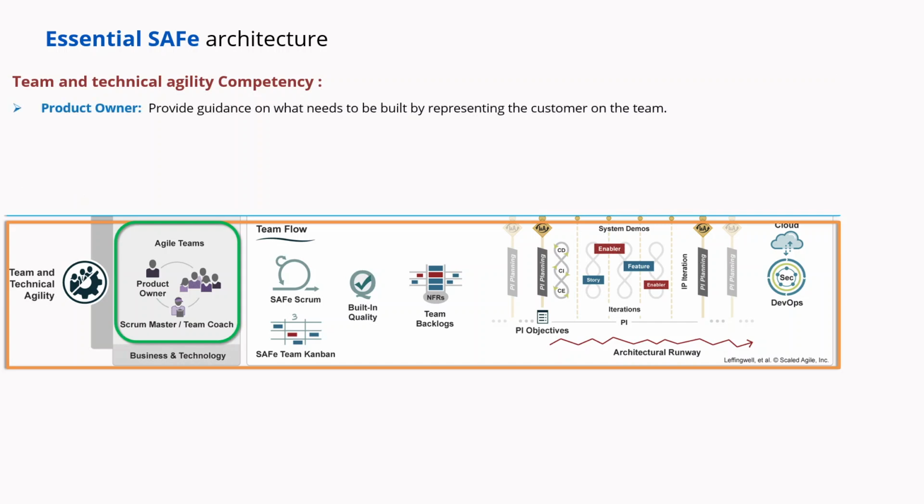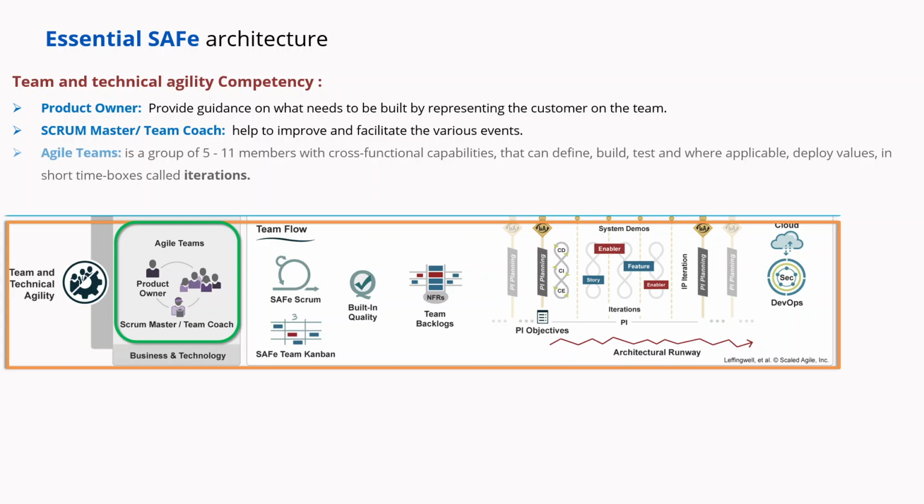And we have 3 main roles, which are the product owner that provides the guidance on what needs to be built by representing the customer on the team. Also, we have the Scrum Master or the team coach that helps to improve and facilitate the various events. Finally, we have the Agile teams, which is a group of 5 to 11 members with cross-functional capabilities that can define, build, test, and where applicable, deploy value in short time boxes called iterations.